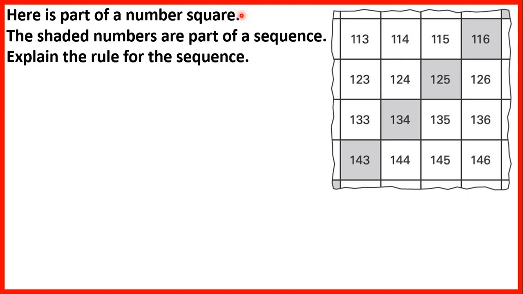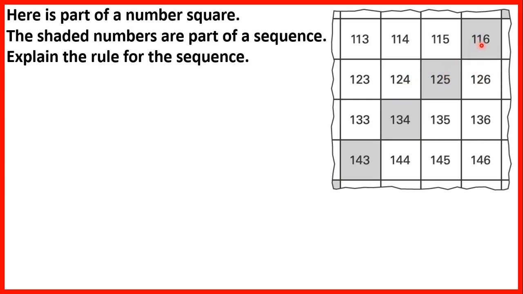Here is part of a number square. The shaded numbers are part of a sequence. Explain the rule for the sequence. Now you can see that we're going down and left each time, but we can't write go down and left as our rule, because if you need to write a rule for a sequence of numbers, then you need to write that rule in terms of add, subtract, multiply or divide. You can't use words like up and down.